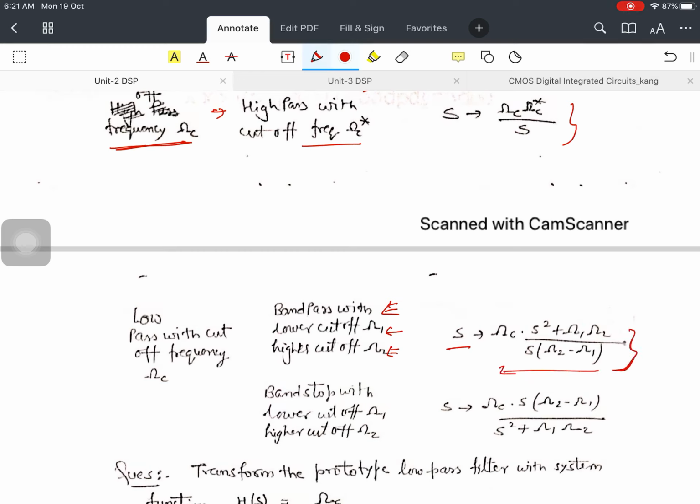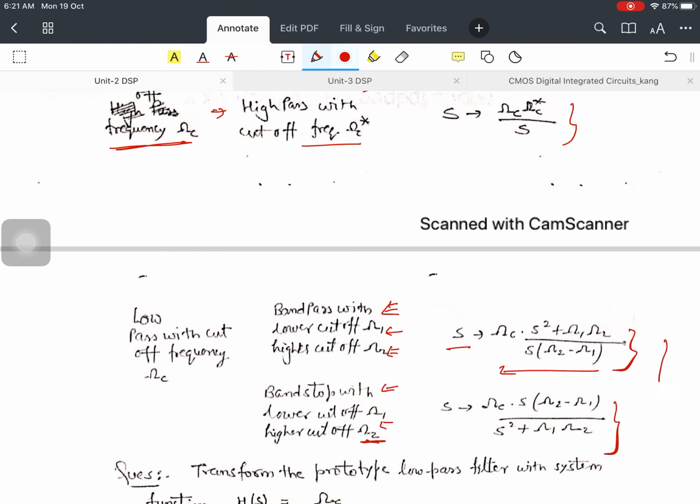And if you want to convert it into band stop with lower cutoff frequency Ω1 and higher cutoff frequency Ω2, then s is going to be replaced with Ωc into s into Ω2 minus Ω1 upon s square plus Ω1 into Ω2.